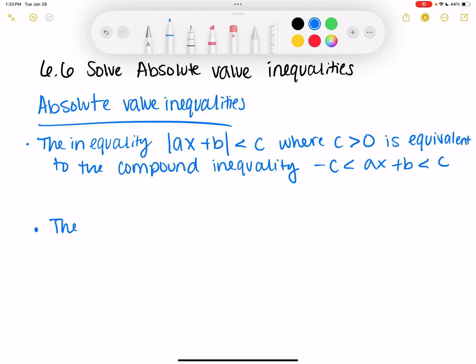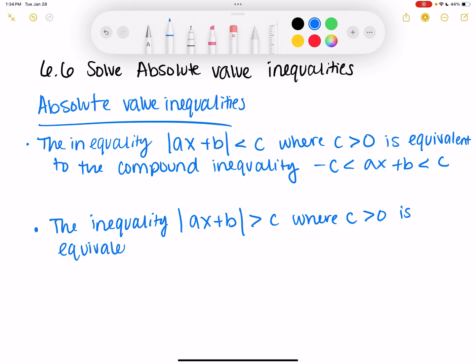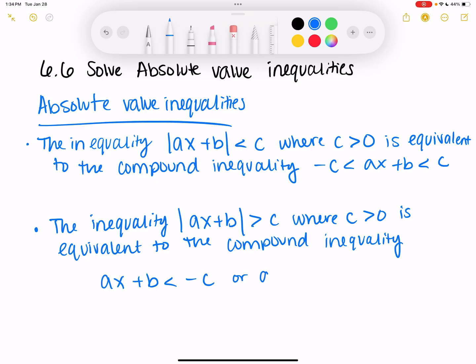The inequality, the absolute value of ax plus b is greater than c, where c is greater than 0, is equivalent to the compound inequality ax plus b is less than negative c, or ax plus b is greater than c.